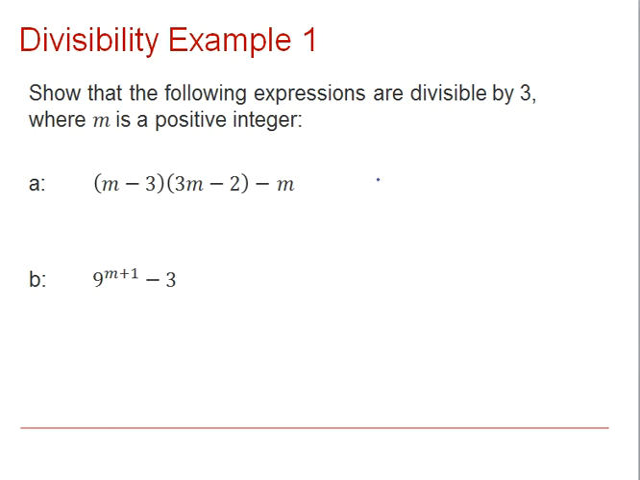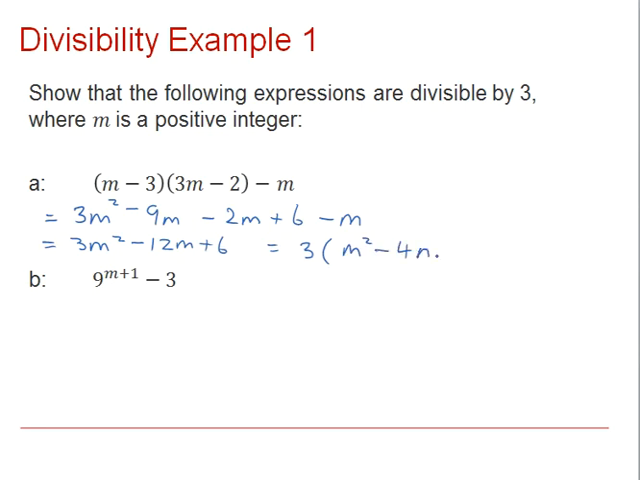Let's start by expanding and seeing what we come up with. Well, we're going to have 3m squared minus 9m minus 2m plus 6, and then we've still got a minus m. If we gather up those terms, we find that we have 3m squared minus 12m plus 6. And you can probably see that it's quite easy to take a factor of 3 out of that expression. So we end up with 3 lots of m squared minus 4m plus 2. This factor 3 implies that this must therefore be divisible by 3. So let's just write that up there. So factor of 3 implies that it is divisible by 3.